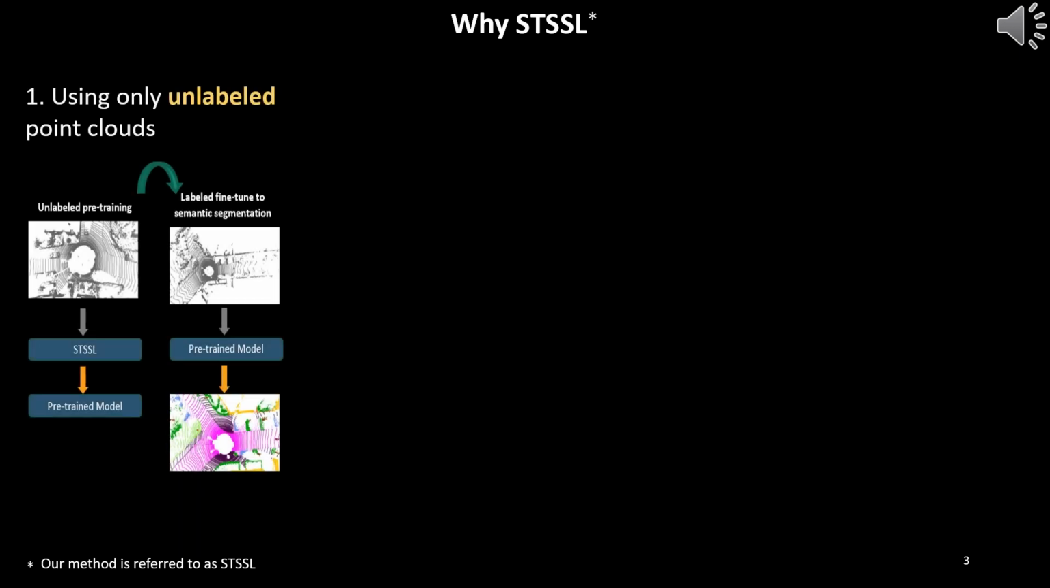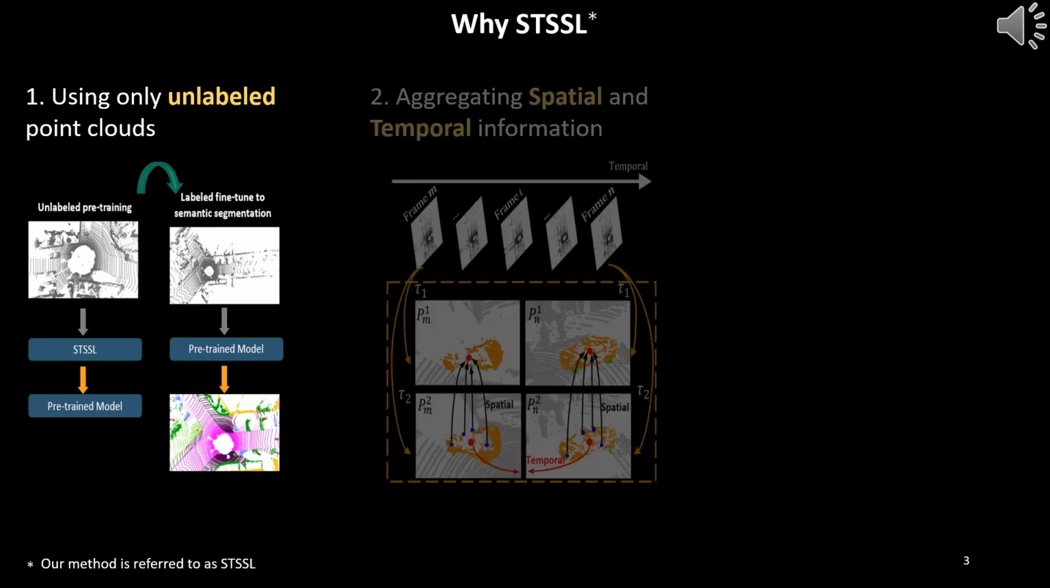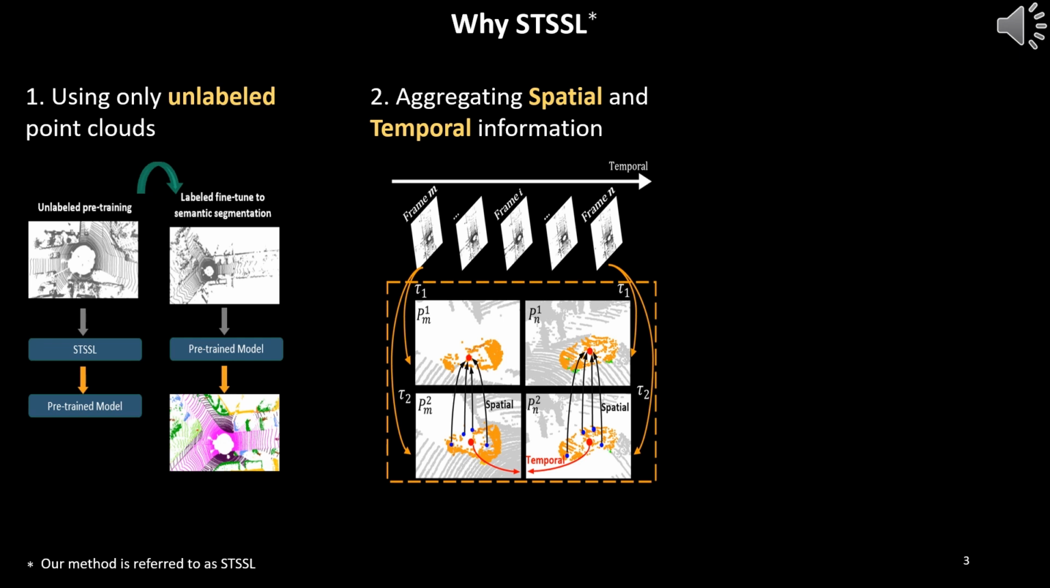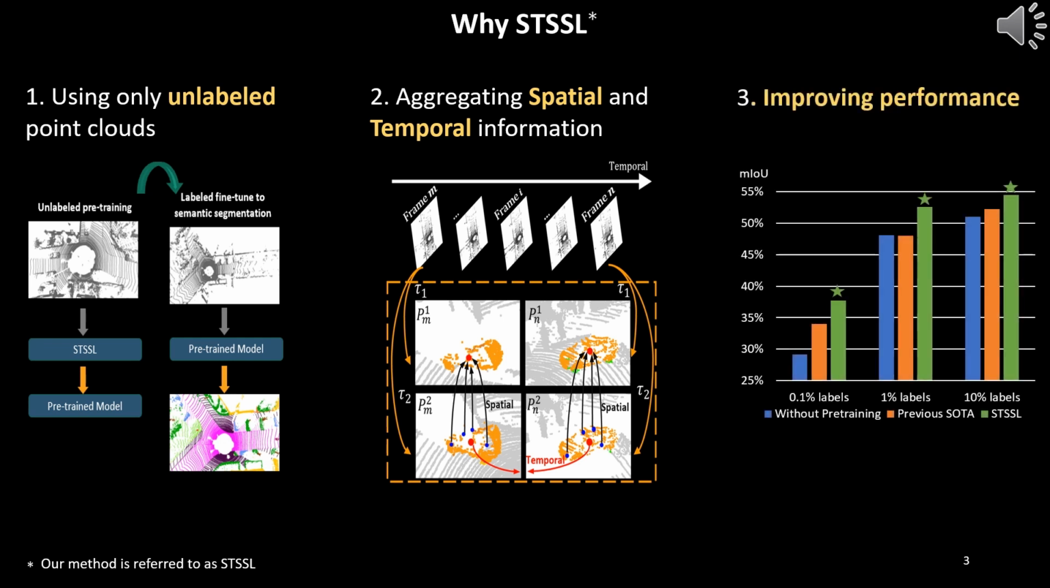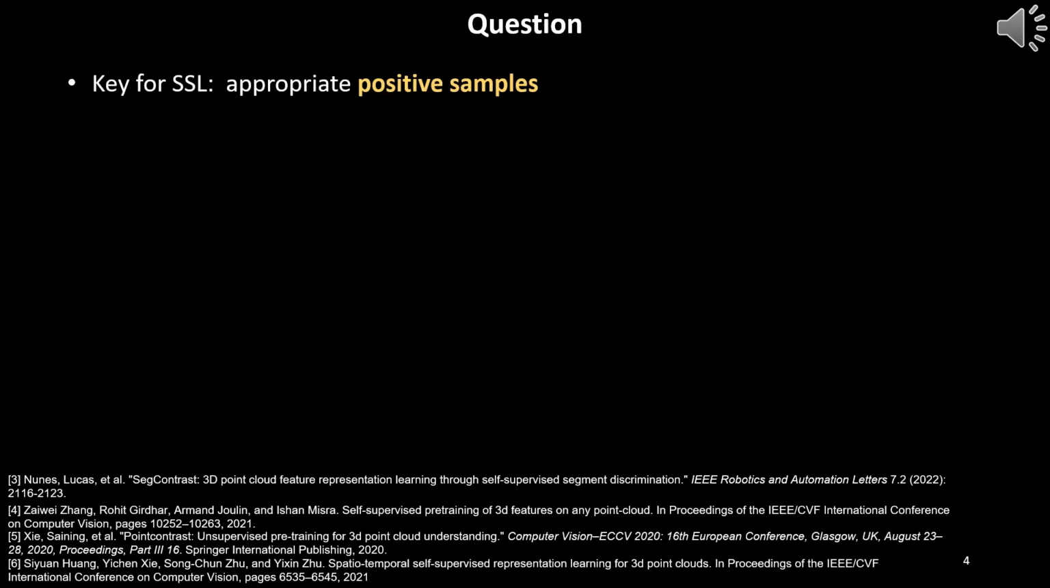Our STSSL uses unlabeled raw point cloud data as input to pre-train a model, which is cost-effective. At the same time, our method fully explores the spatiotemporal information of point cloud, enabling the pre-trained model to perform significantly better. The key to SSL is to construct appropriate positive samples.